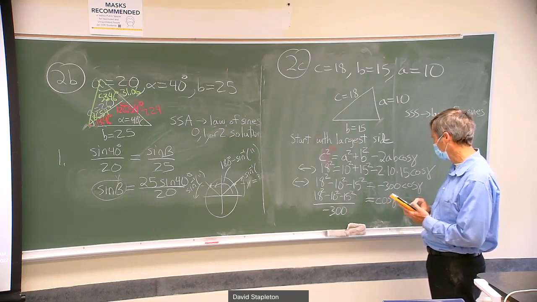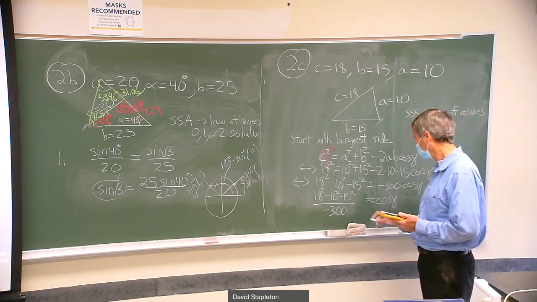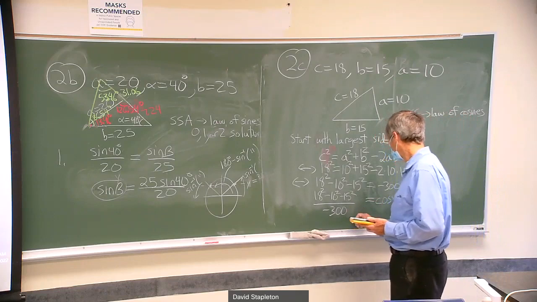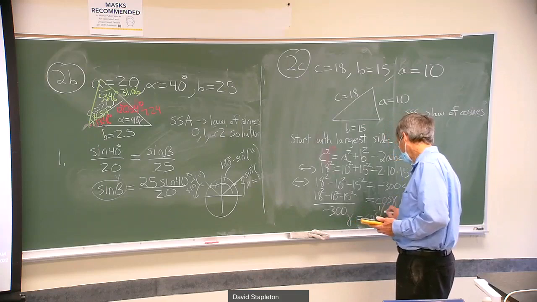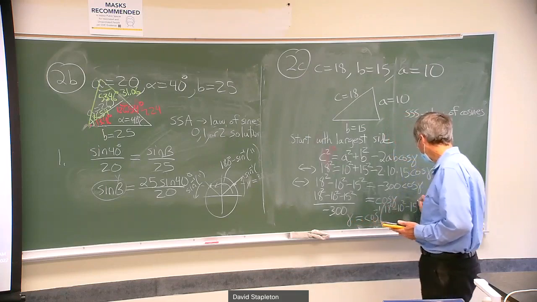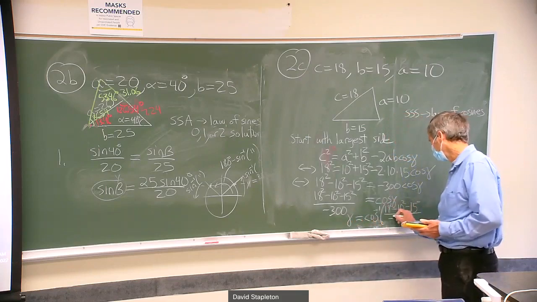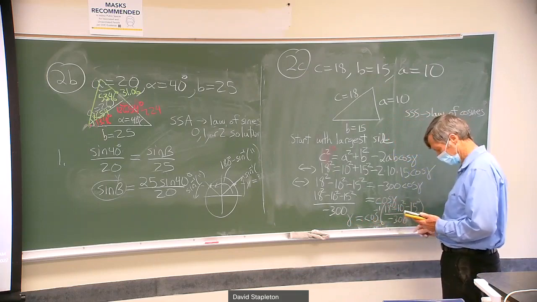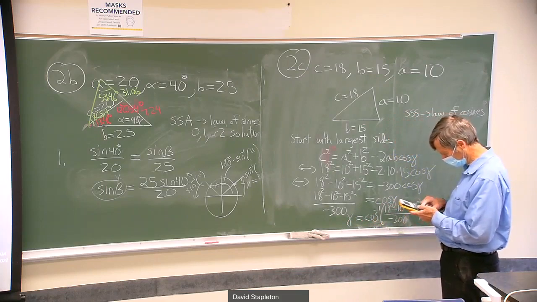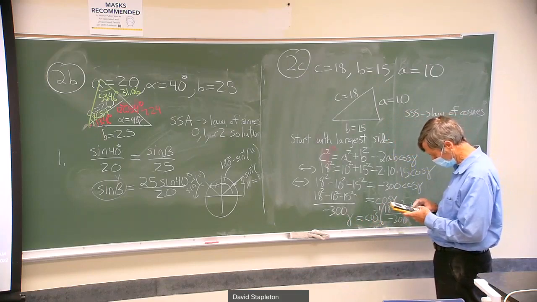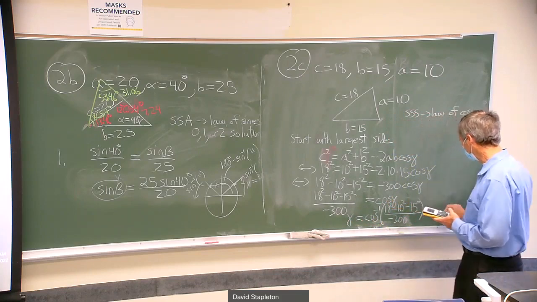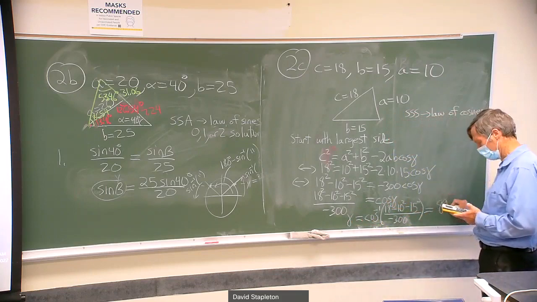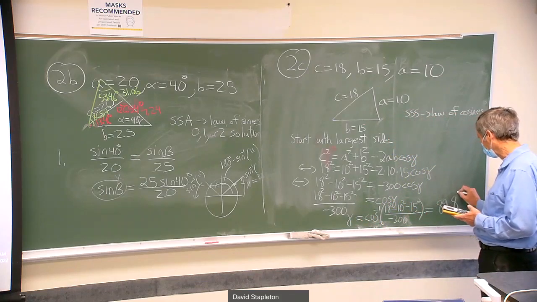And I get, let's see, cosine gamma. Now gamma is equal to the inverse cosine of this number, 18 squared minus 10 squared minus 15 squared, all over minus 300. And so we'll take inverse cosine of that and get 89.8. We got almost a right triangle here, 89.8 if I round it to 1 decimal place, degrees.